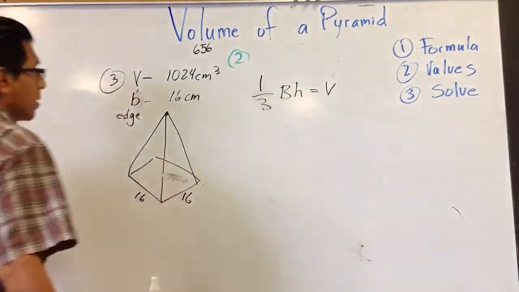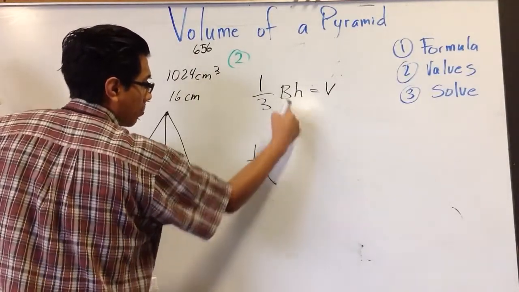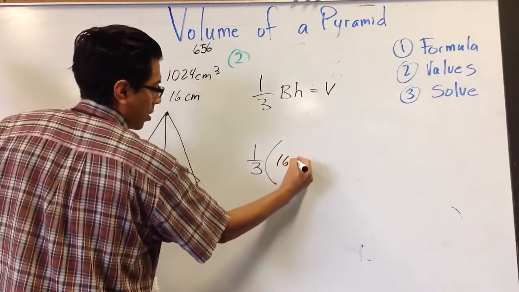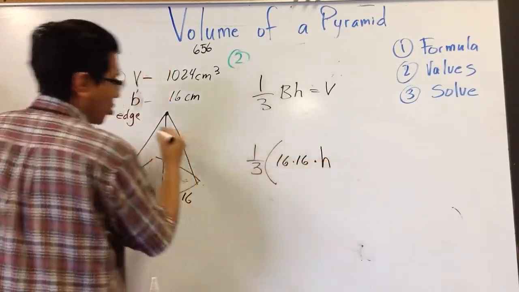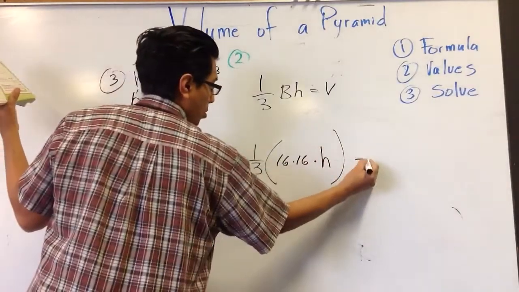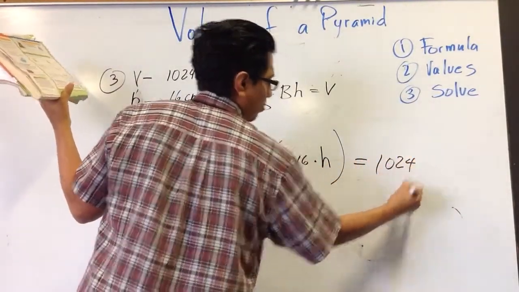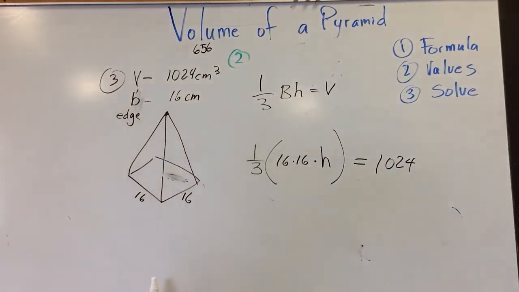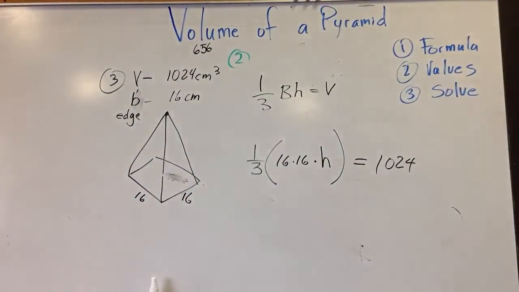And that's okay. Let's do it again. 1/3 times big B, the area of this is 16 times 16, times the height, which is unknown, equals the volume. Now, did you guys see how easy that was to mess up? This is where being really precise with how you read it is important. Because look at this. Oh, this gives you all the answers. Can you see that? No, you can't see that. But in your book, the instructions are find the height.